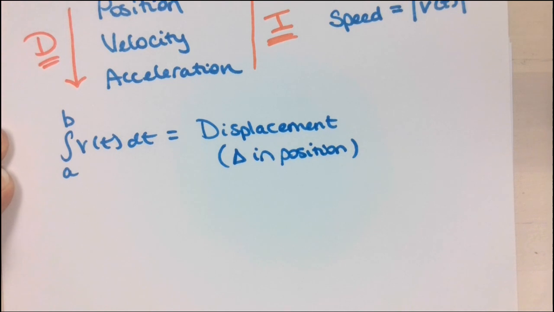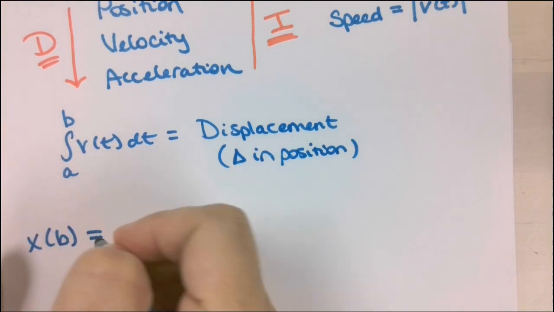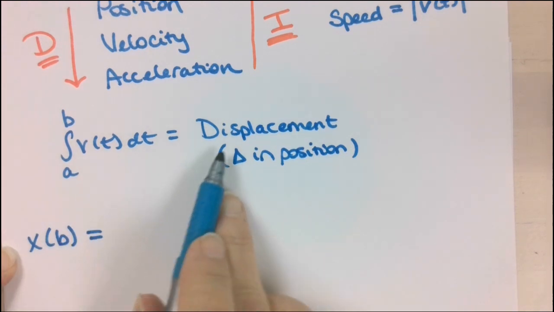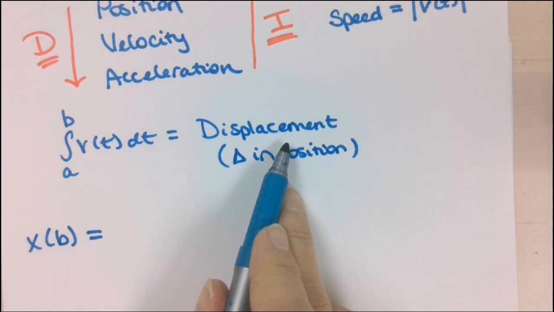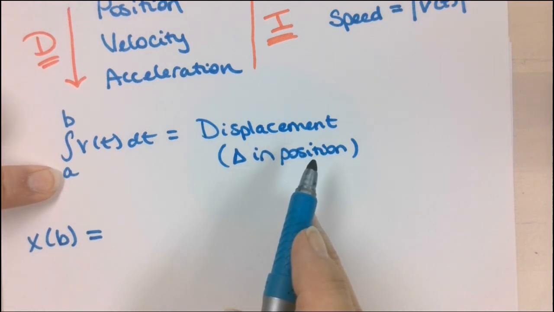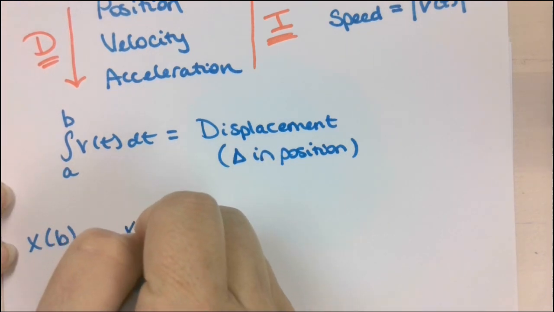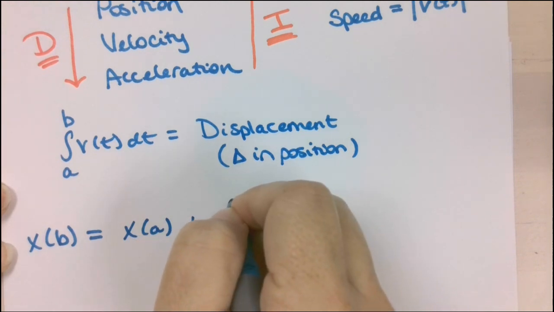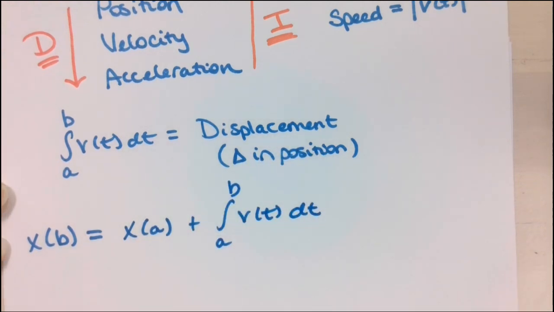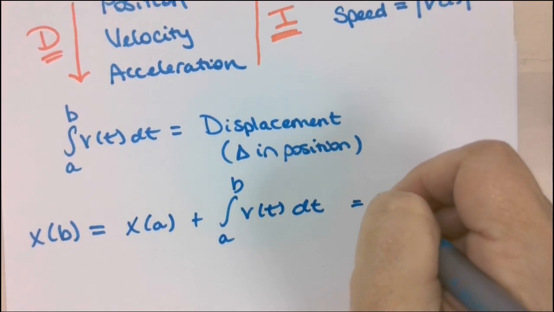If I want an actual position at b, then if I'm going to find out something more than displacement, I have to know a starting position. So I need to know the position at a, and then I can add to that the displacement, and that will give me the position at b. So position at a plus the displacement, or the integral from a to b of v of t dt, gives me position at b.